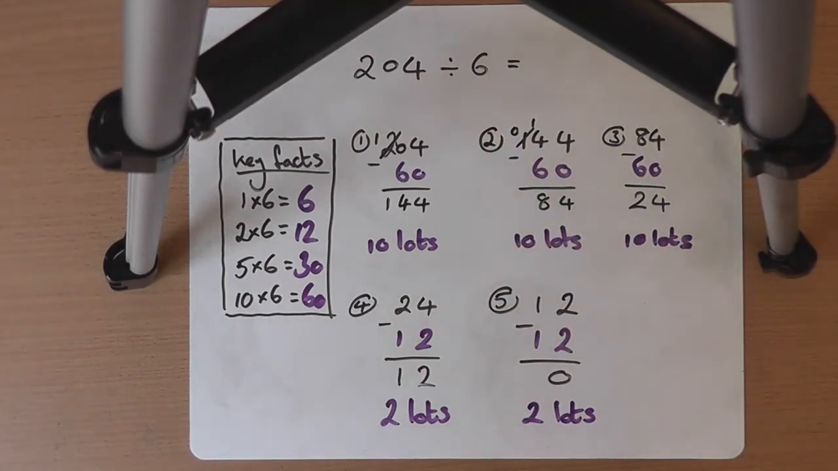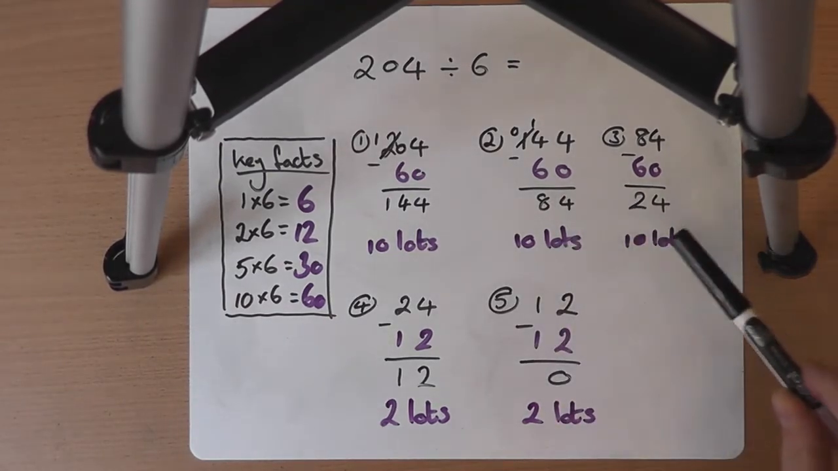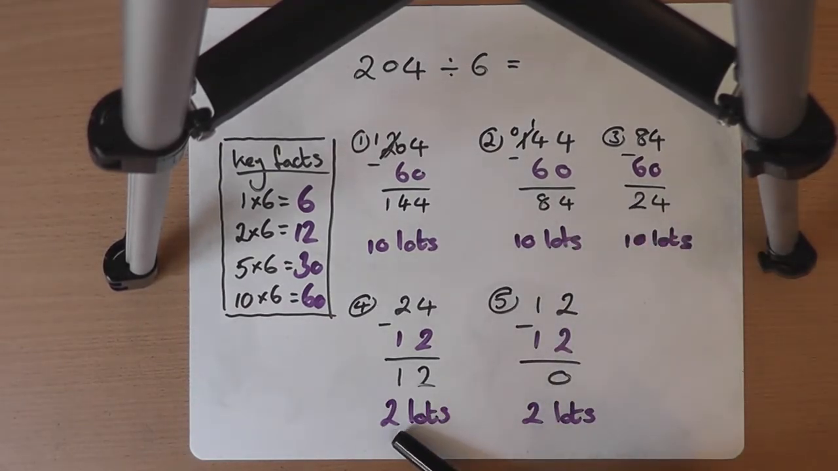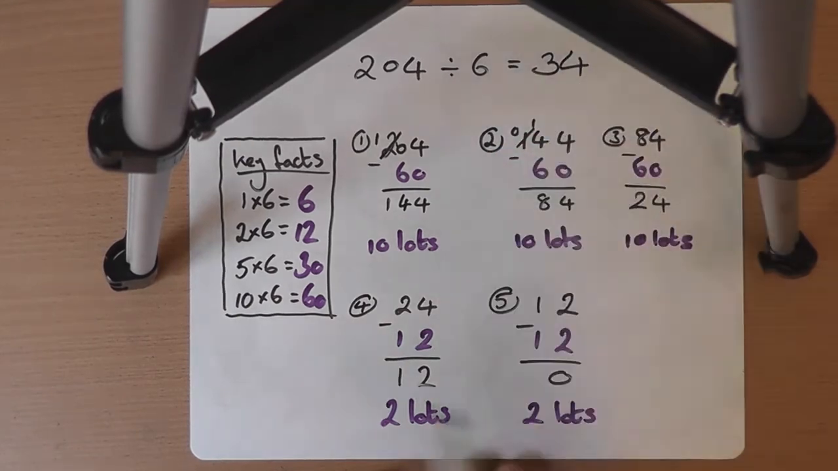How many lots of 6 did we take away? We took away 10, 20, 30, 31, 32, 33, 34. So we reckon then our answer is 34.